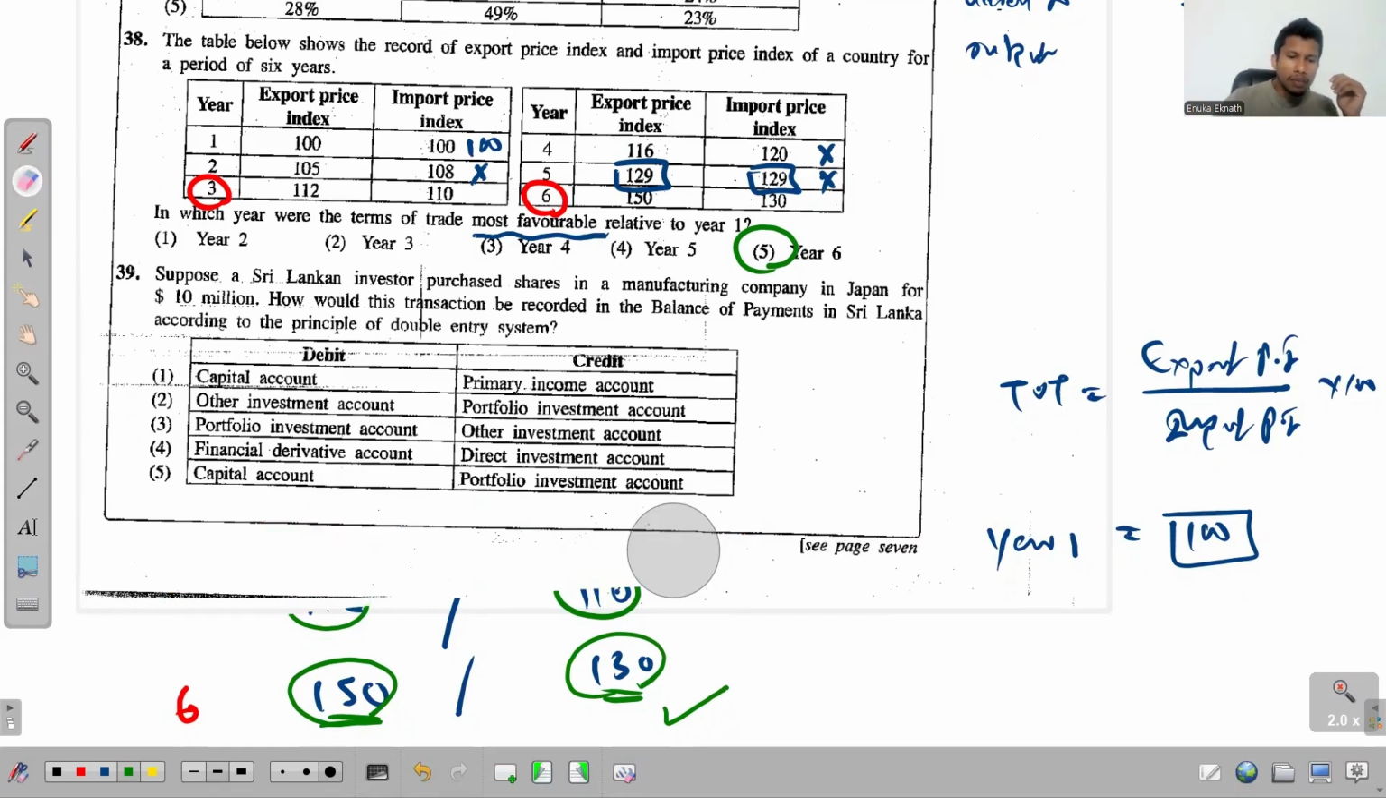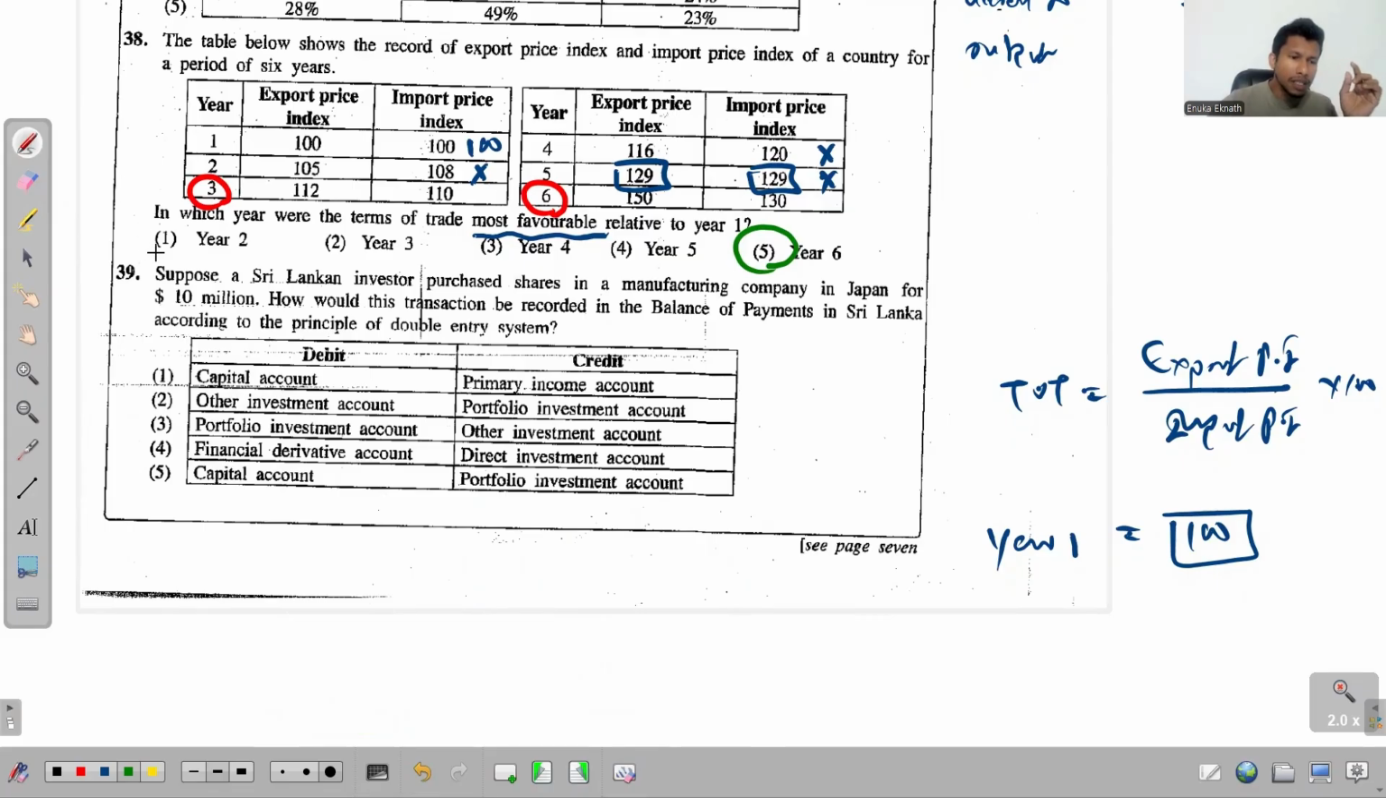Right. Now come to question 39. It says, suppose a Sri Lankan investor purchased shares in a manufacturing company in Japan. Okay, so the value is this. How would this transaction be recorded in the balance of payments in Sri Lanka? See, purchasing shares in a different country.